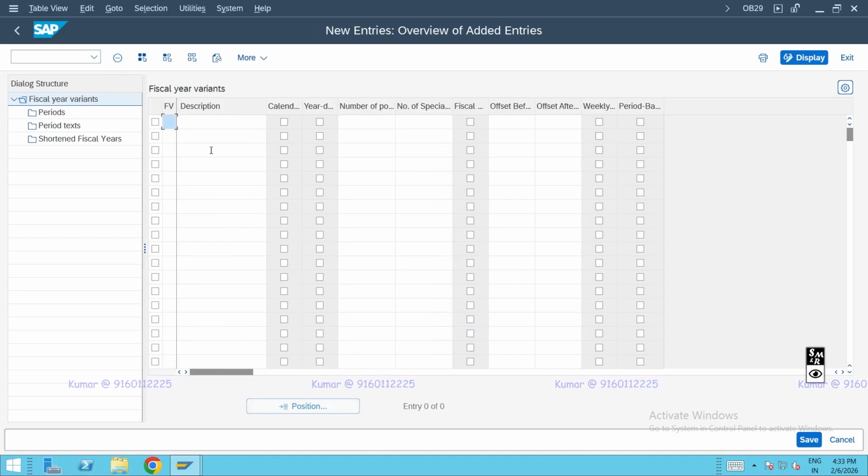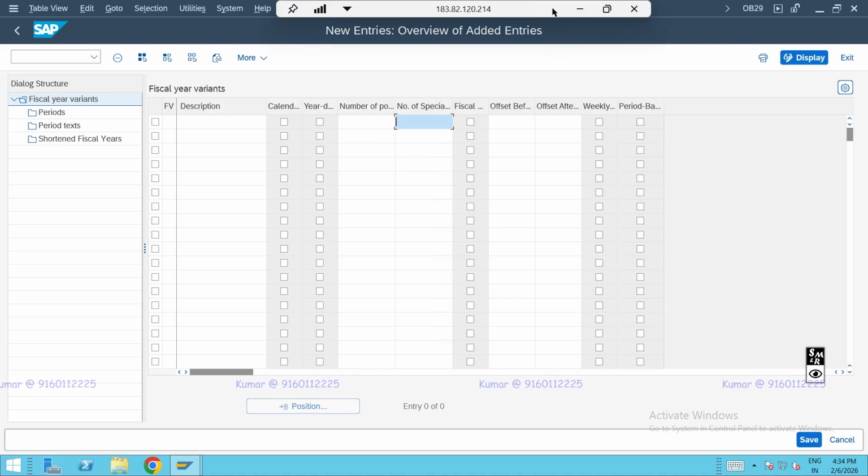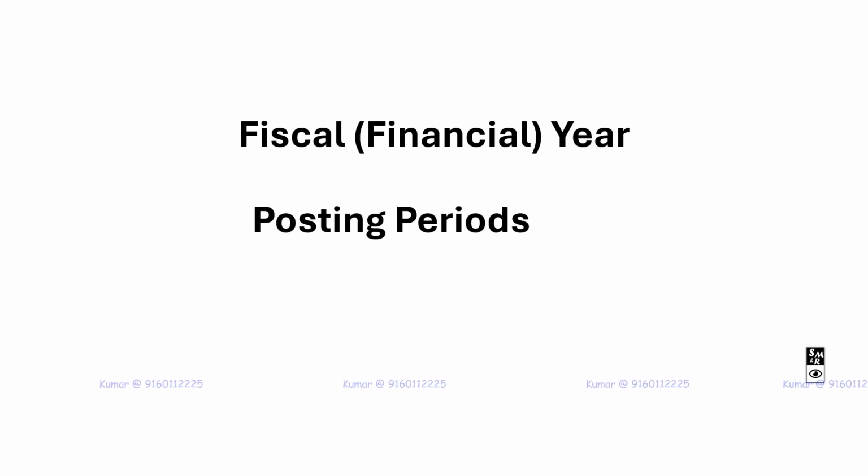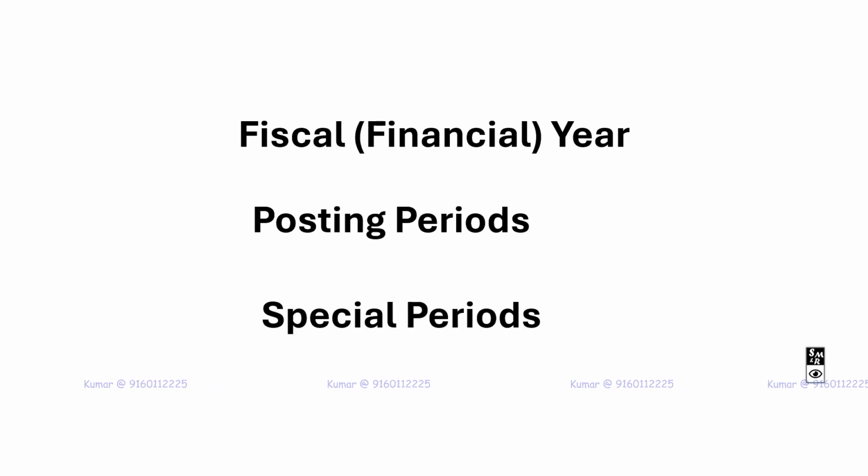If I click on New Entries, I can see what the fields to be entered are. Here we have number of posting periods and number of special periods that we're going to see. As I have said, the financial year is called the fiscal year, and in this presentation we are going to understand about fiscal year, posting periods and the special periods.